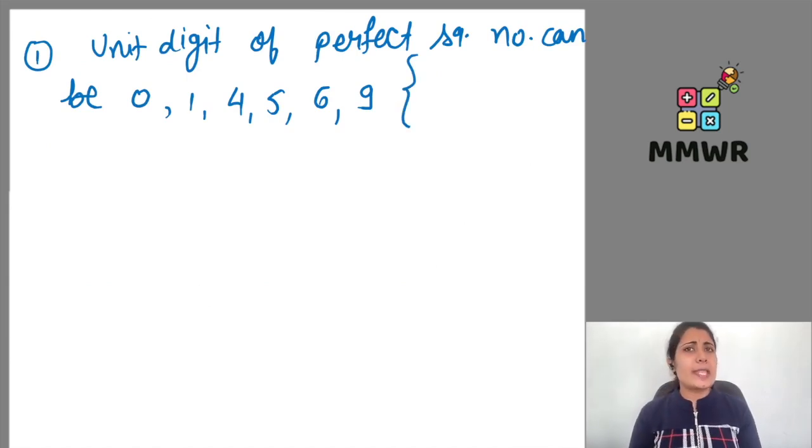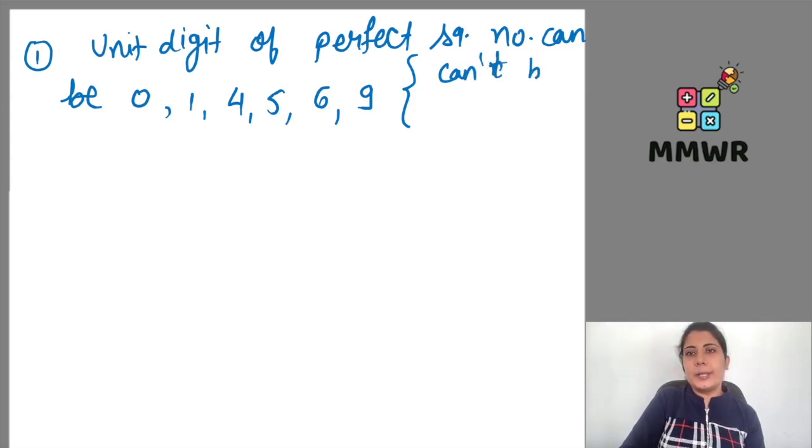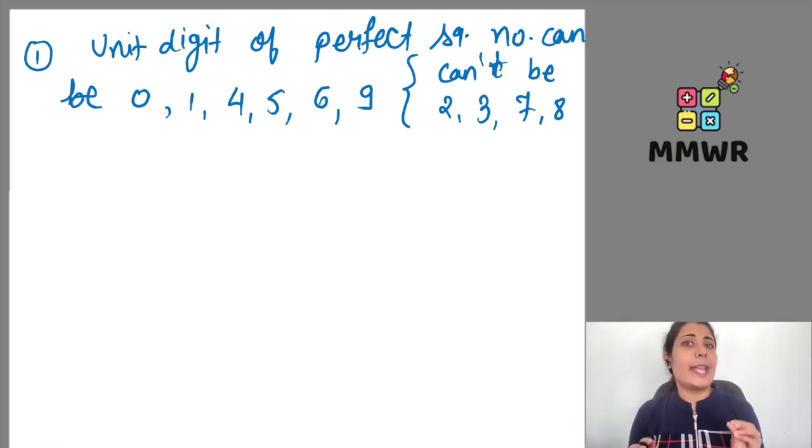If I ask you whether 17 is a perfect square, you can see 7 is there at the unit place, which should not be there at the unit place of a perfect square. So what should not be there? The unit digit can't be 2, 3, 7, 8. If any number has either 2, 3, 7 or 8 at the unit place, then for sure that number can never be a perfect square.